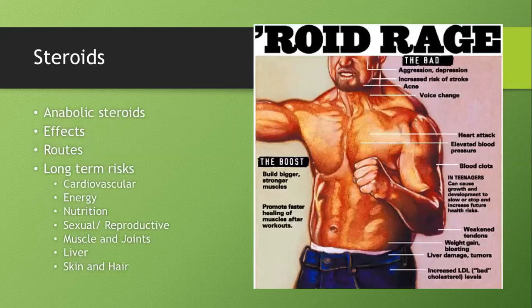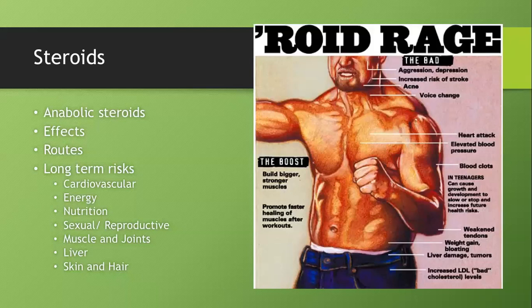Then we have our steroids. Anabolic steroids are synthetic substances that produce androgens or male sex hormones. It is used to medically treat things like hypogonadism, delayed puberty, impotence, and wasting of the body and the muscles in patients that have HIV. So it can help with muscle growth and development of male sex characteristics. It's usually taken orally or injected. It can also be applied to the skin as a cream or a gel.